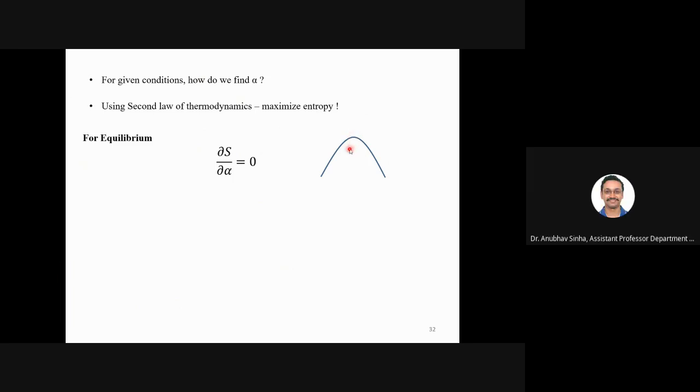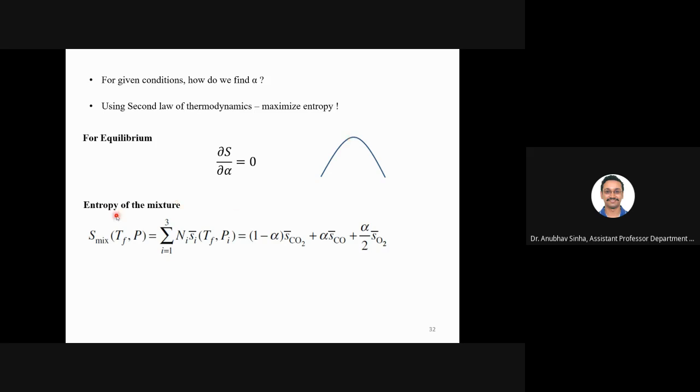We are considering the second law, and what we try to do is maximize this entropy. We try to achieve this point where dS by d alpha is 0. The slope is 0 here. That will give you maxima. Everyone is clear? Yes, sir.